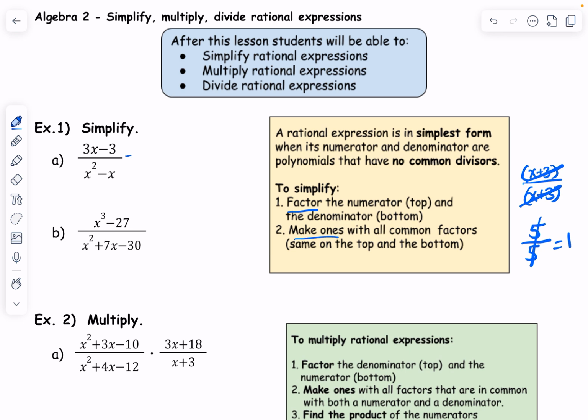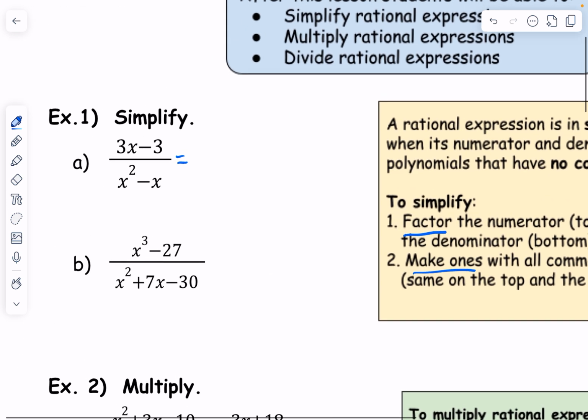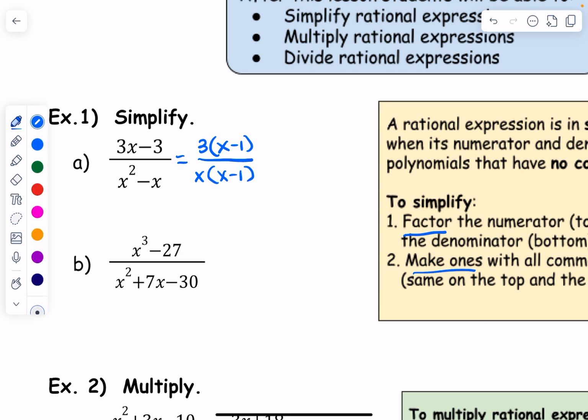So we're always going to factor. We go to the top. Like I said, factoring never goes away. So we factor the top with greatest common factor: 3 times x minus 1. And we factor the bottom: x times x minus 1. We see that they both have an x minus 1 in common. So we have a 3 on the top and an x on the bottom, and we're finished.